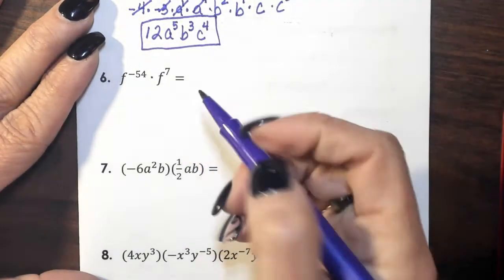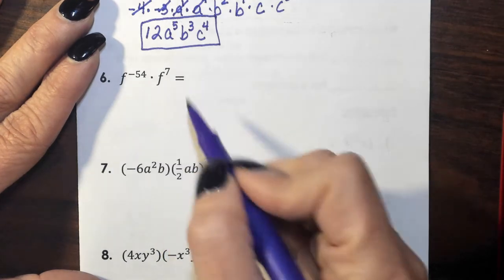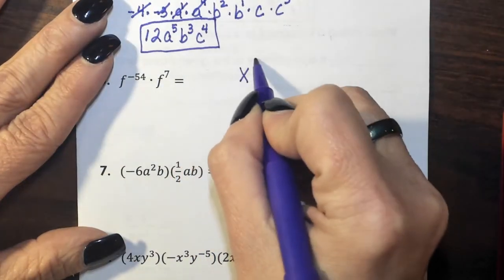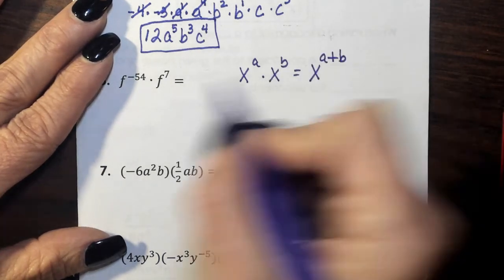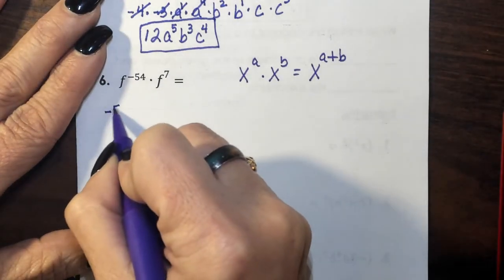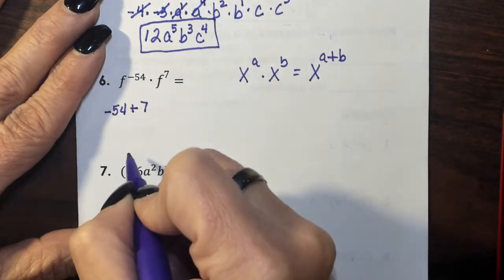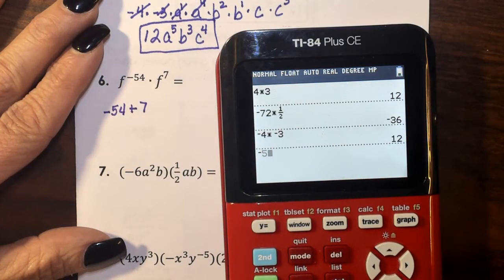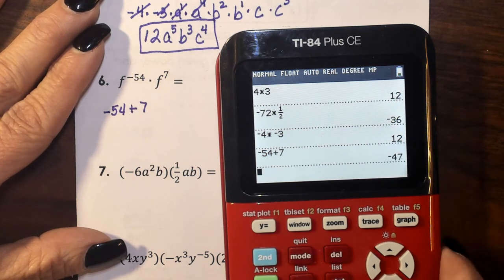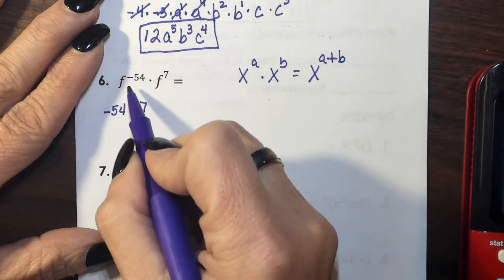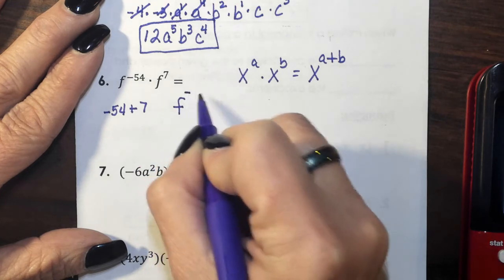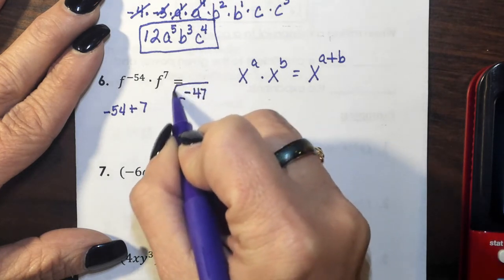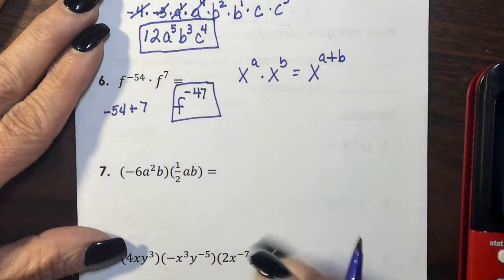All right. Oh, what? Negative 54 and 7. Okay. Well, remember, if you have x to the a times x to the b, all you do is add those together. You know what? Who cares that it's negative? What is negative 54 plus 7? Well, I don't know. Let me get my calculator. Negative 54 plus 7. It's negative 47. Okay. Because I don't know how to draw a negative 54. I mean, that's kind of weird. So I'm going to say this is f to the negative 47. Because all you do is add the exponents.